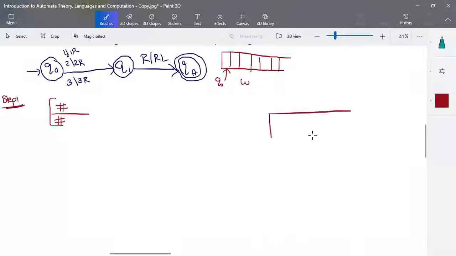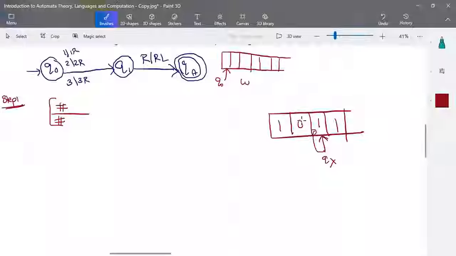See, when I have a tape structure like this, 1, 0, 1, 1, and my read write head focuses here with state QX, how can I give an instantaneous description for it? I have to write the content of the tape. 1 will remain as it is, 0 will remain as it is, and wherever you have your read write head, you have to write your state there. Instantaneous description is very important. We'll be using that in step 1, step 2, and step 3. You should know what an instantaneous description is.